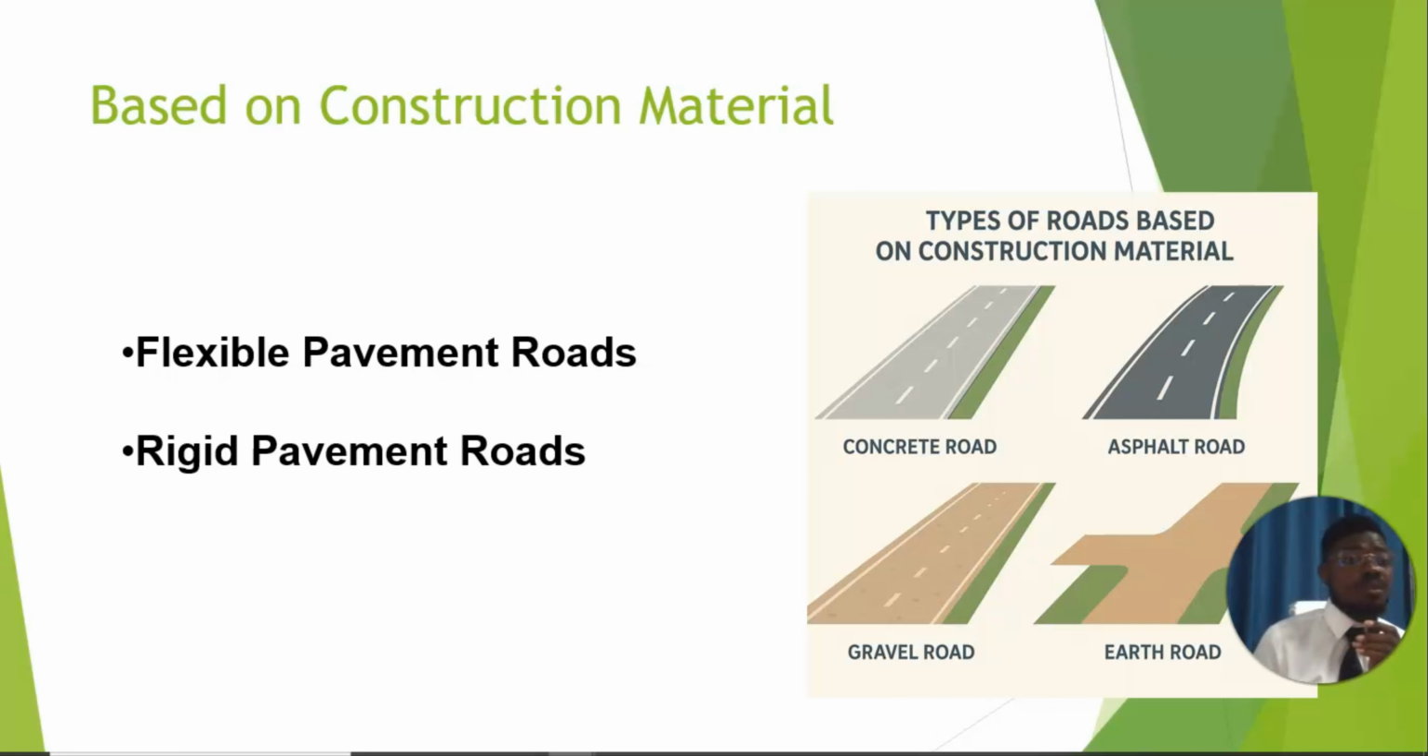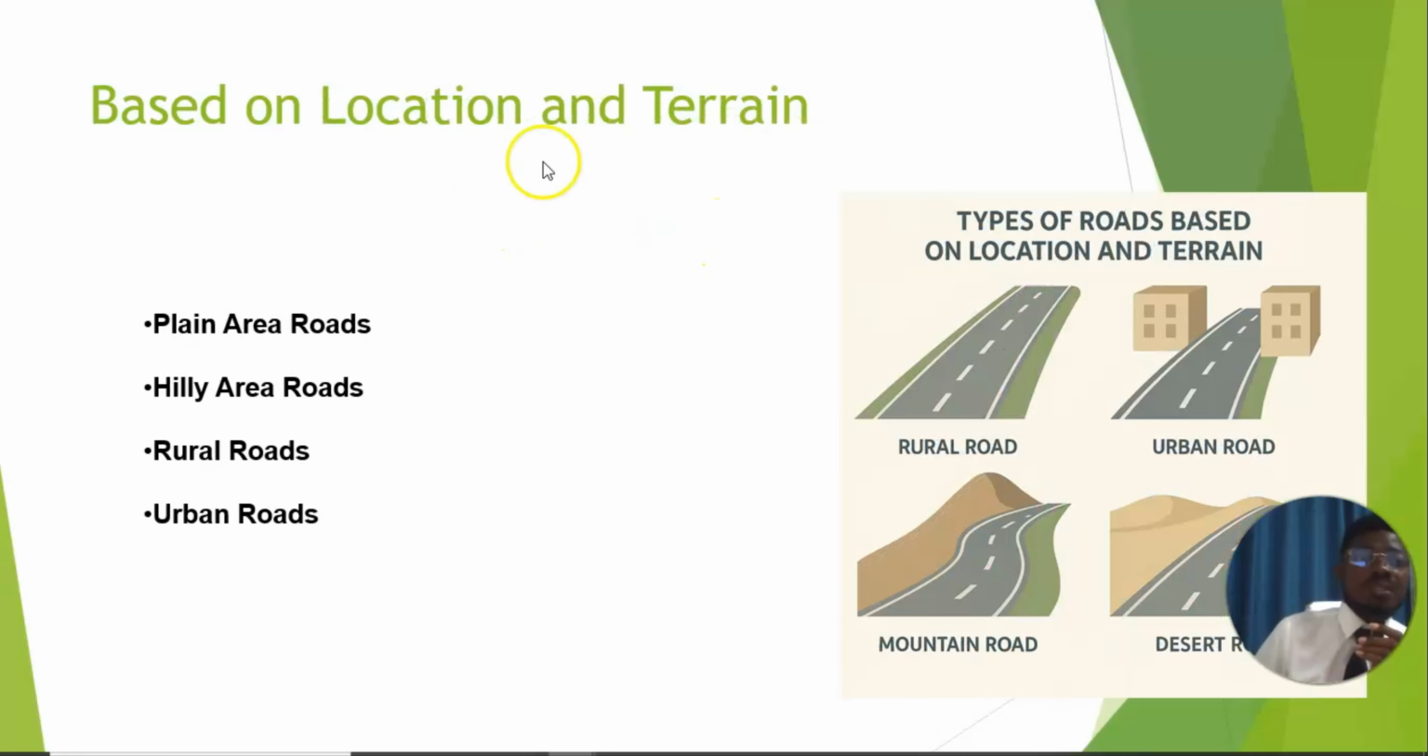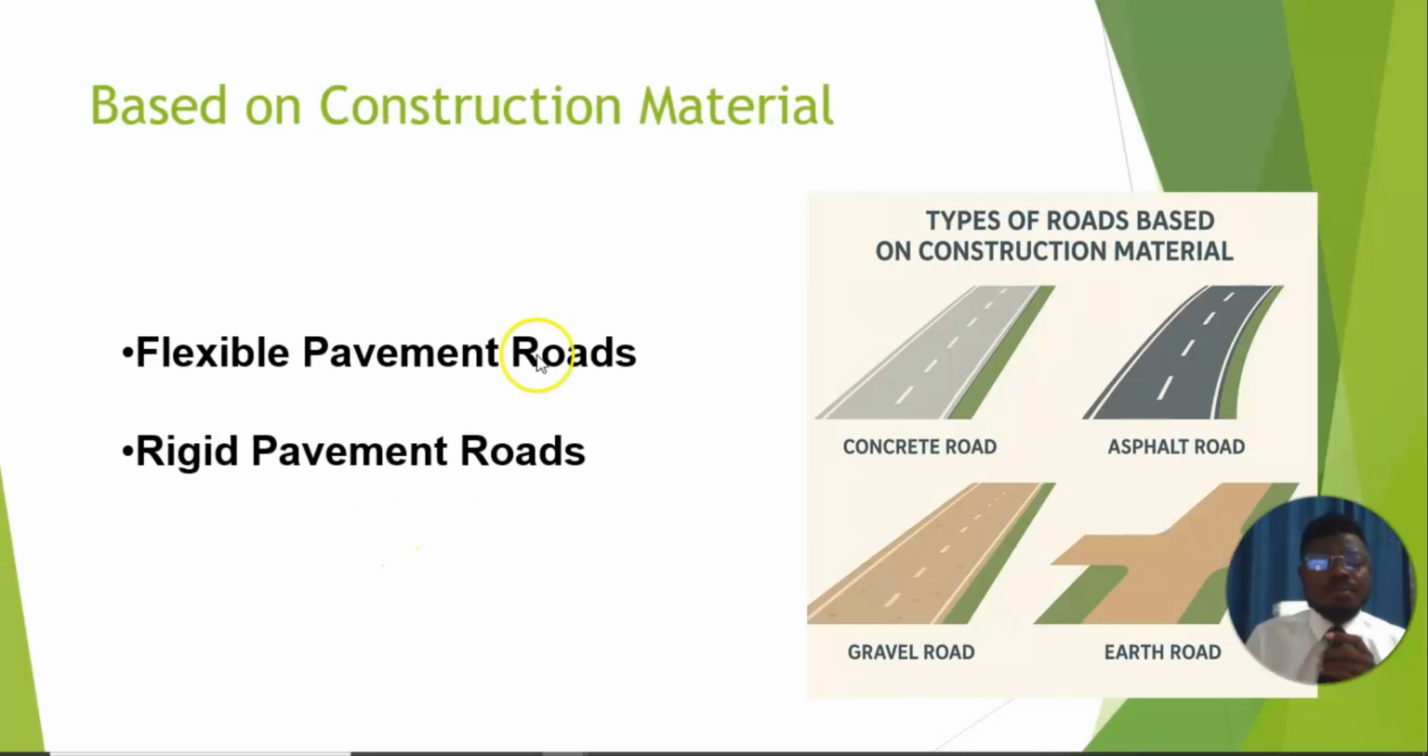So that is the difference between the flexible pavement road and the rigid pavement road. The rigid is very expensive, but there are certain parts of the road that use it, just on the urban highways. But the flexible pavement is made with asphalt, and you see that on the urban and the rural roads. So that is based on construction materials. Then the next one is based on locations and terrains.